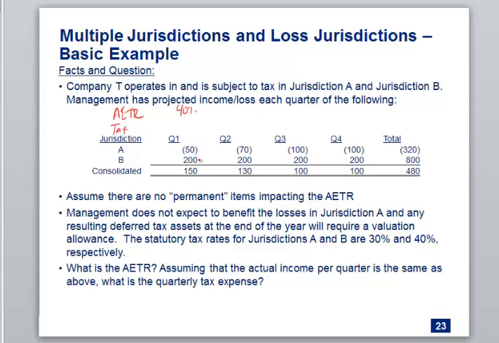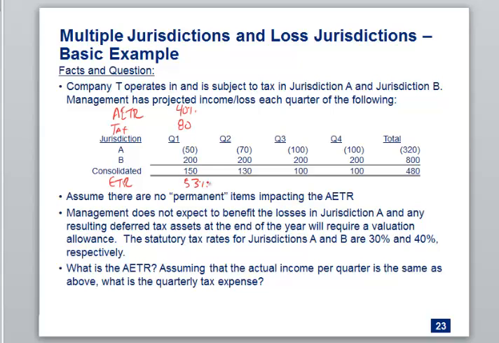So with B, I take 40% times 200, and my provision is 80 for the quarter. That means if I looked at my 10-Q for Q1, my effective tax rate is going to be just more than 50%. So 80 divided by 150. Anyone? 53%.